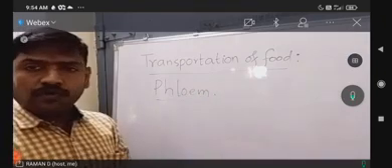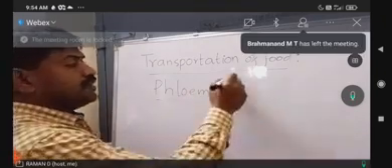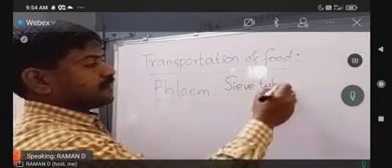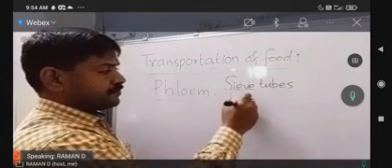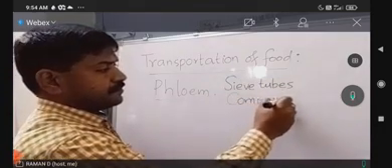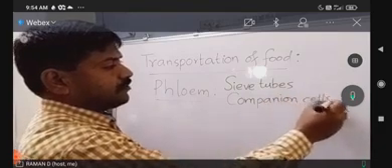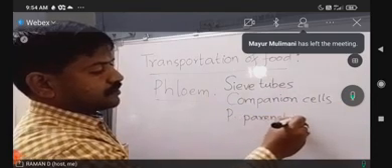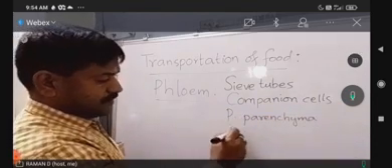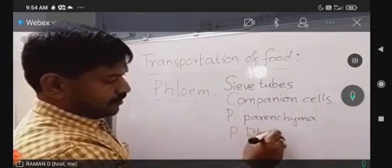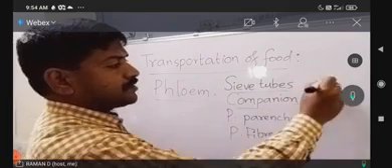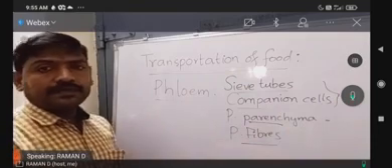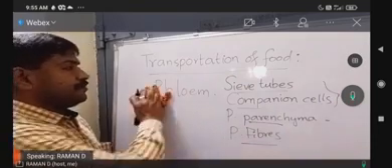Phloem has 4 components like xylem. What are they? Sieve tubes, companion cells, phloem parenchyma, and phloem fibers. Same thing, sieve tubes and companion cells are the main conducting elements. Parenchyma stores food. Fibers provide mechanical support. It is the same.